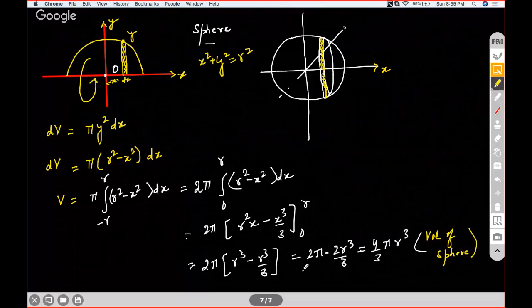Now it may happen that you are given a problem where your revolution is not happening about the x or the y axis. They may give you a different line altogether. For example, let's take this question.